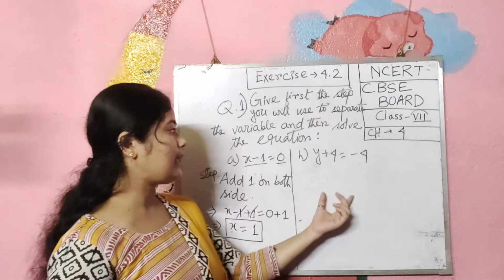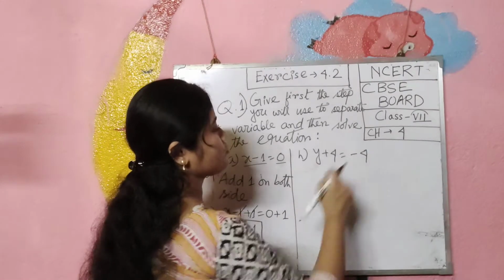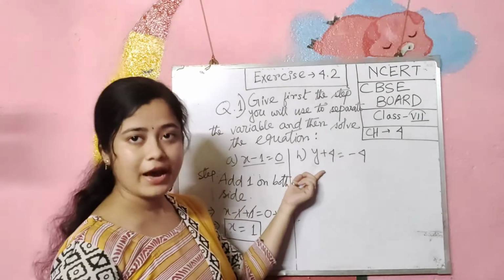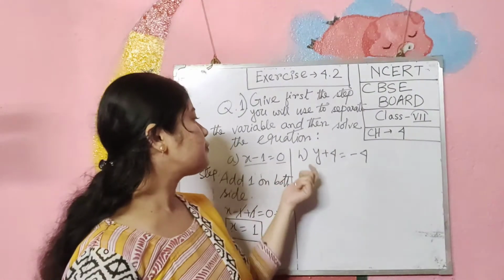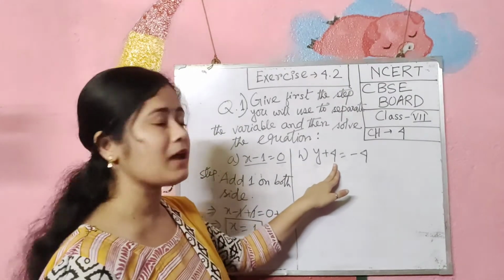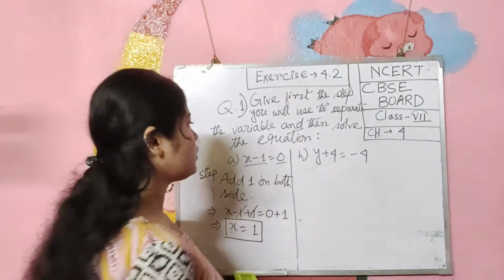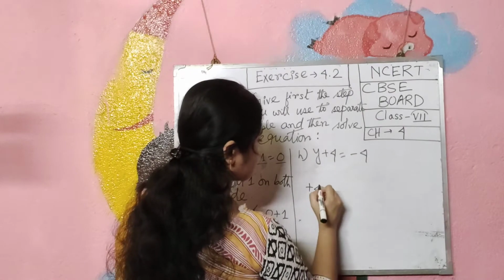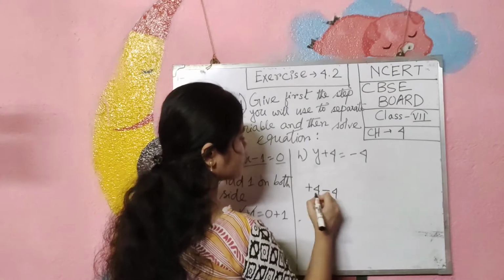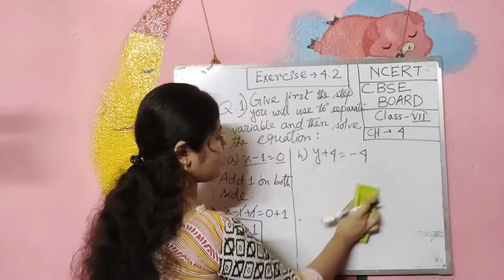Then another equation is y plus 4 equals minus 4. Y is the variable, so we will find the y value. We have to clear the plus 4 to get the value of y. Since plus 4 is an addition, if I do the subtraction, plus 4 and minus 4 will vanish and become 0, so only y will be the answer.